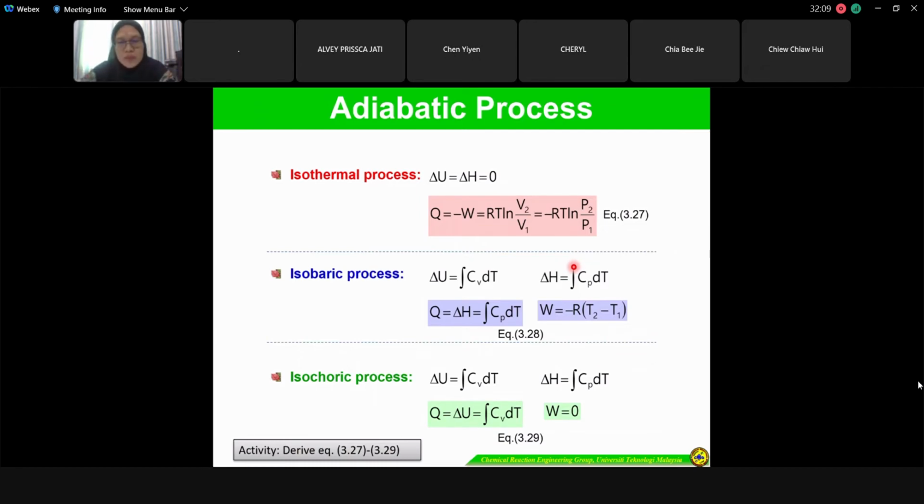Okay, so the important equations are shown here. For the isothermal process, you must remember delta U, delta H are 0, and then Q equals negative W, which also equals RT ln V2 over V1. Or if you have the pressure only, then you can write in terms of pressure, negative RT ln P2 over P1. Okay, this is equation 3.27. And then for the isobaric process, the Q equals delta H. And then the W is negative R times the change in temperature. For isochoric process, the Q equals delta U, and then the work equals 0.